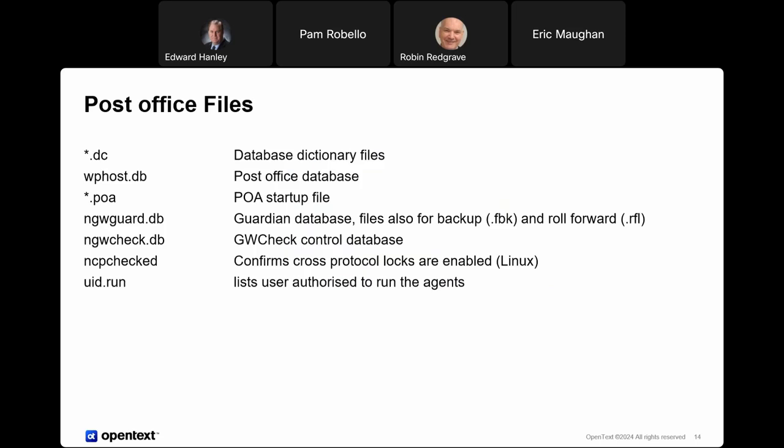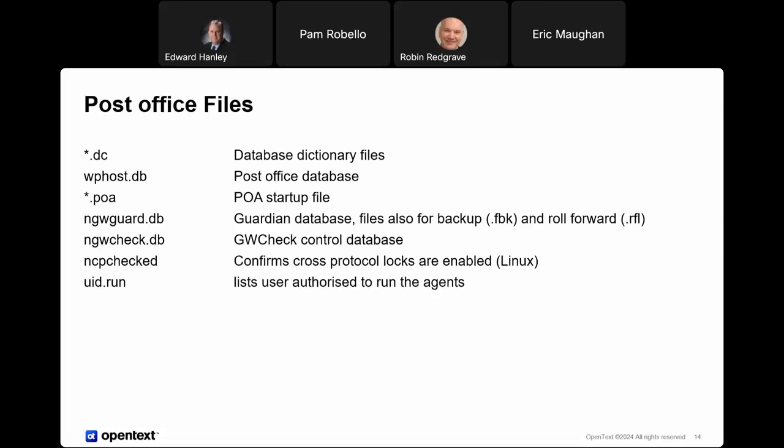So again, in the post office directory, we have a few things there. We've got the database dictionary files again for the post office databases. So the post office database itself is called wphost.db, but you may see a dictionary file in there called gwpo.dc, a dictionary file there, which is for, I think, GroupWise 12 post offices if you have to do a rebuild of that there. But hopefully none of you are running that older version of GroupWise.